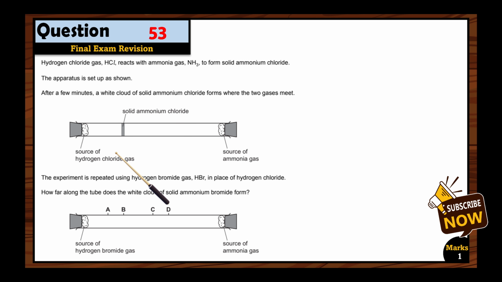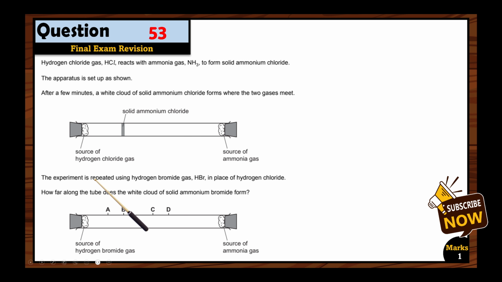Question number 53. Hydrogen chloride gas, HCl, reacts with ammonia gas, NH3, to form solid ammonium chloride. The apparatus is set up as shown here. After a few minutes, a white cloud of solid ammonium chloride forms where the two gases meet. So the two gases meet near the hydrogen chloride, right?